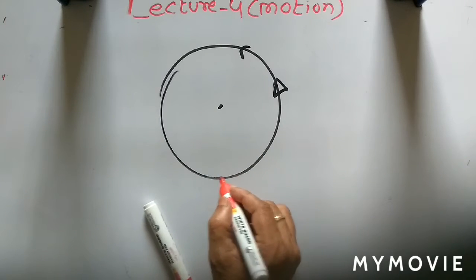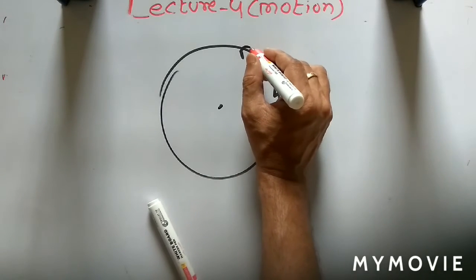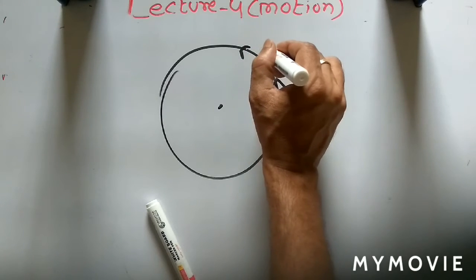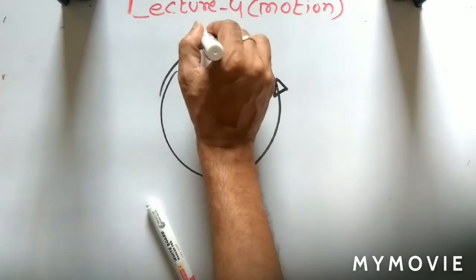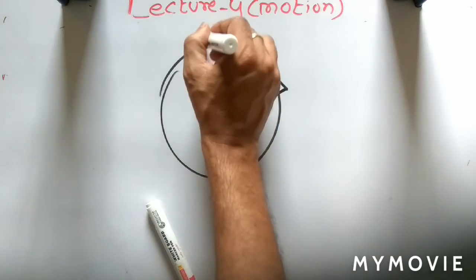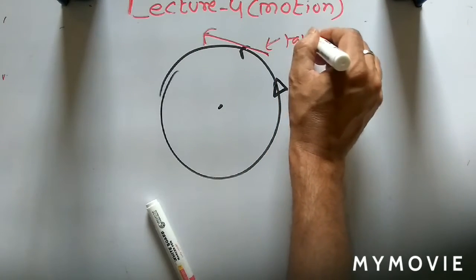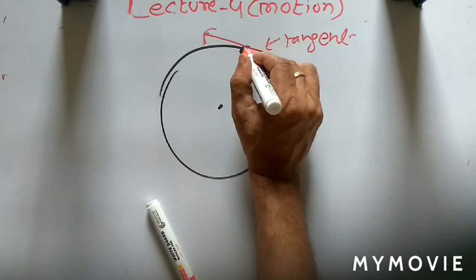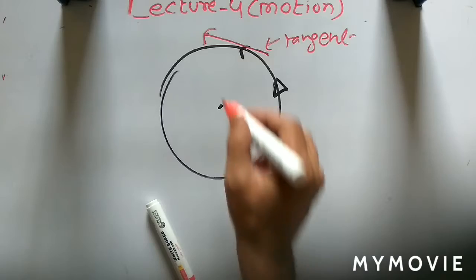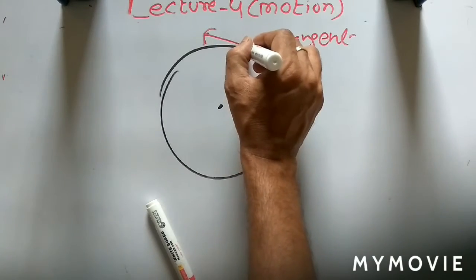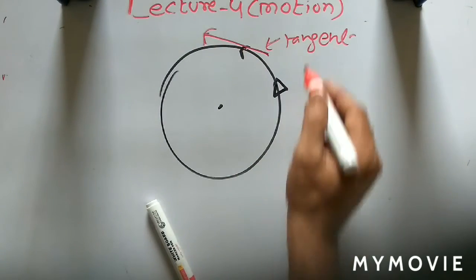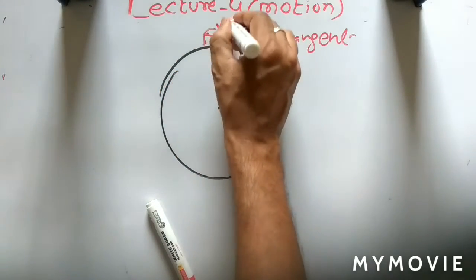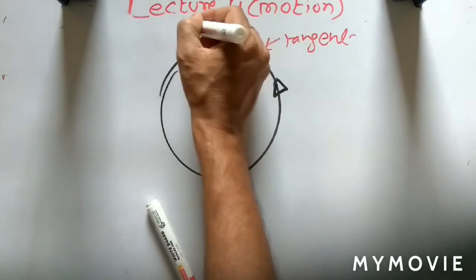Now if anybody asks what is the direction of motion or direction of the velocity of the car at this point, at this point you draw a tangent. This is called a tangent. Tangent means a single straight line which passes through only one point of the circle. So that is called a tangent. Suppose this is point A. So the velocity at point A, the direction is this.